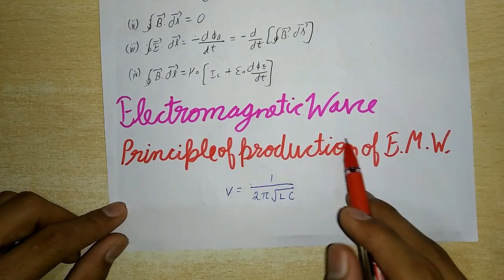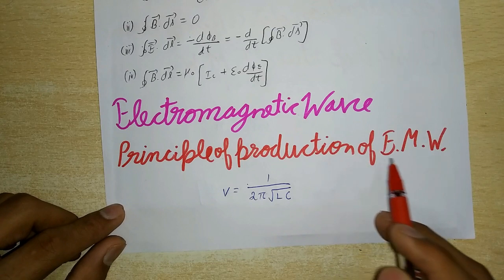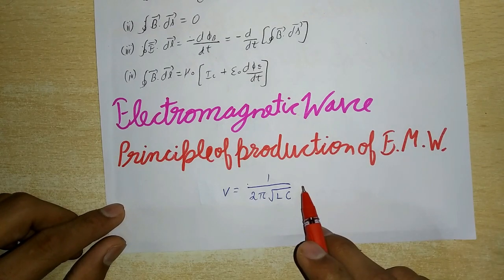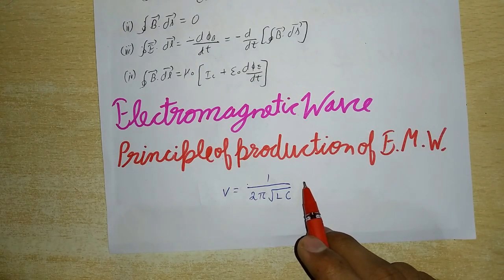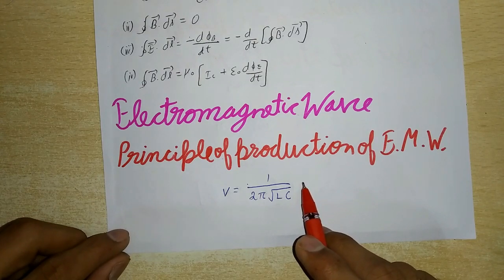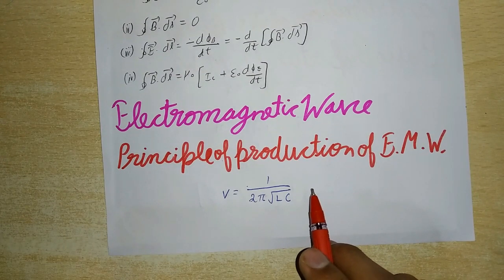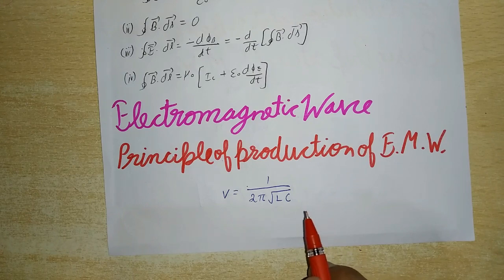Now next is the principle of production of electromagnetic waves. An accelerated charge produces electric and magnetic fields which vary both in space and time. The two oscillating fields act as sources of each other and hence sustain each other. This results in the propagation of an electromagnetic wave.